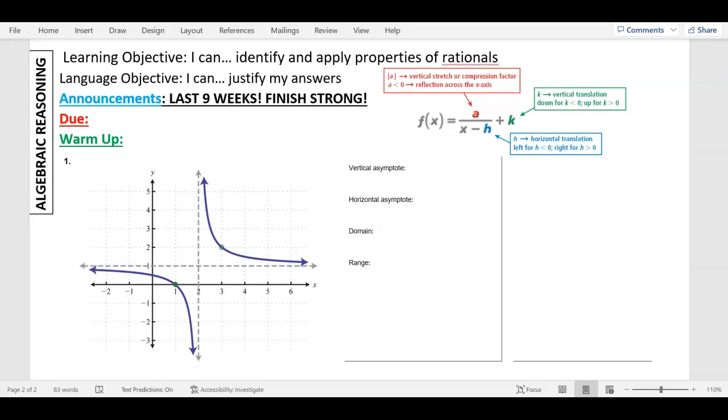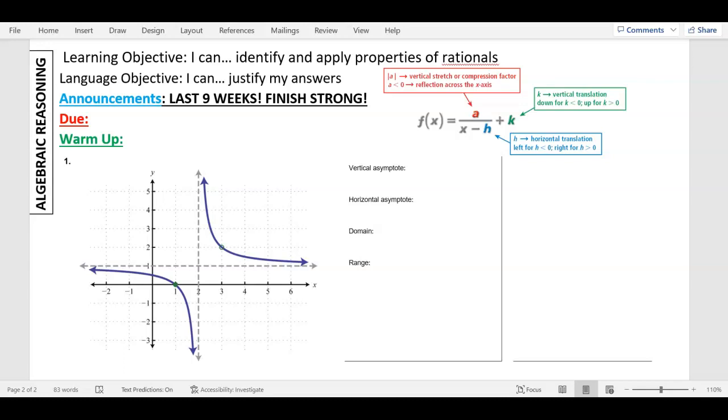Rationals. We're going to apply the properties of rationals, specifically translations. Monday, Tuesday, we talked about shifting it left and right. So today we're going to talk about shifting it up and down. If you remember, this is our format, A, H, and K. H is what we did last time, left and right. Today we're talking about K, up and down, okay?